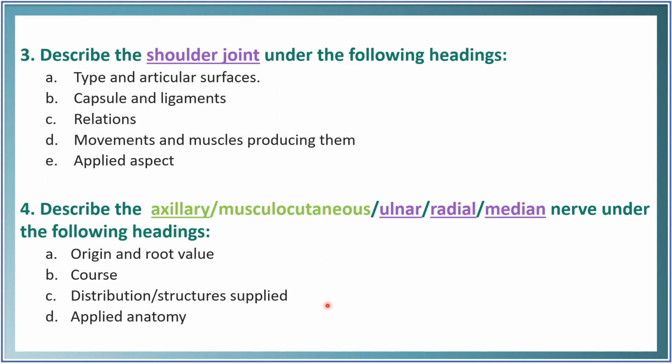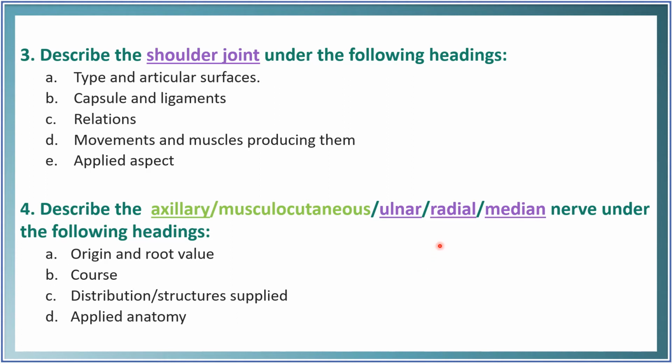And third is the articular supply. That is the joint which is supplied by these nerves. And finally, we have the applied anatomy. If it is asked, then you have to write about that also. Here also you must write about the applied anatomy, the lesions of these nerves, right?